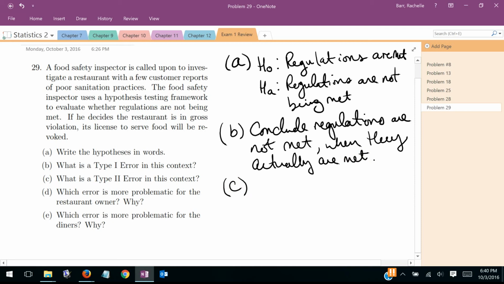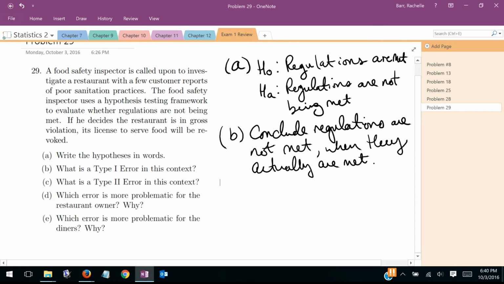Okay, so as you look at this, let me write a little bit more about that one. Here, you'd say that the regulations aren't met, when they actually are. You'd say that, well, then my restaurant would not pass inspection when it should have.